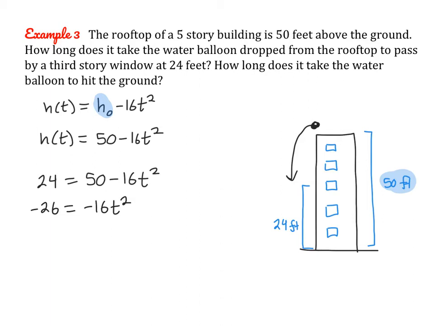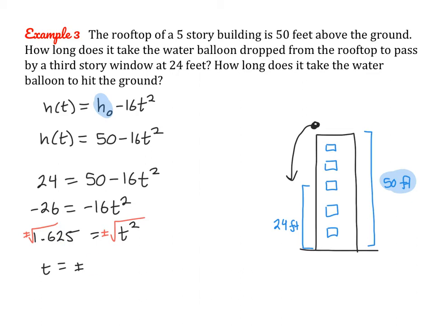Now here, since it is a real life scenario, we can use decimals. So this gives us 1.625 equals t squared, and now we can take the plus or minus square root of each side. So this gives us t equals plus or minus, and then we'll plug this into our calculator to get a decimal approximation.